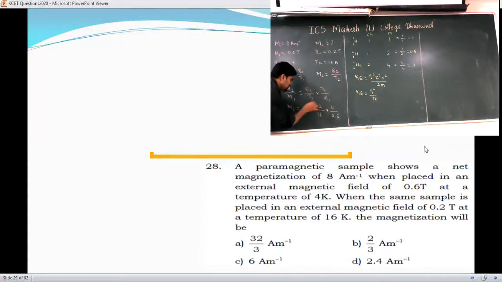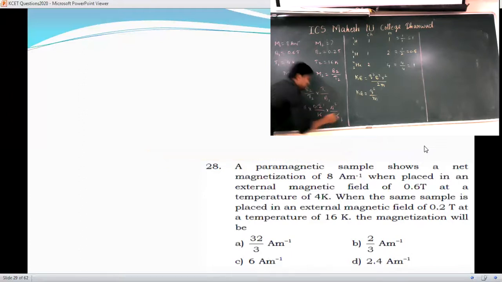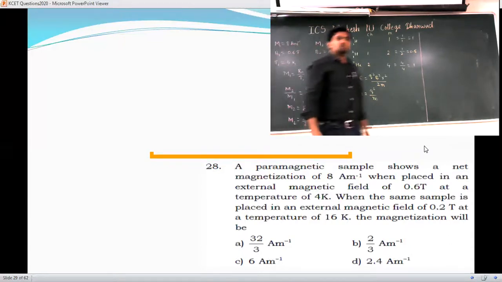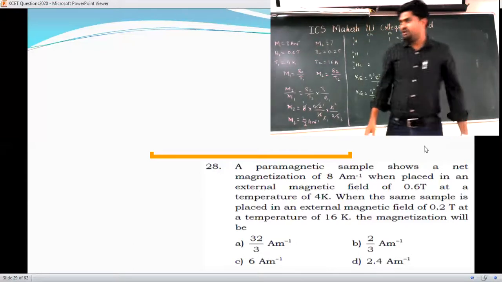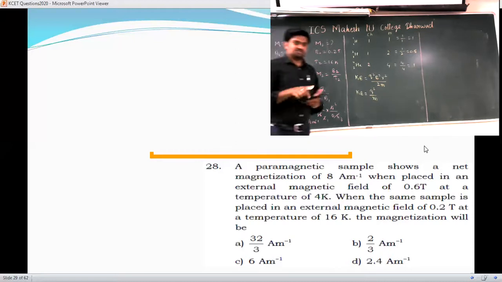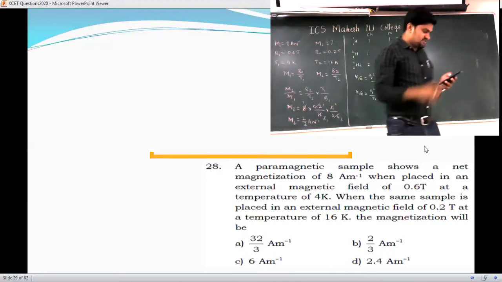Now, on simplifying the numbers, what do you get here? 2 by 3. So it is 2 by 3 ampere per meter. That should be your answer. M2 is equal to 2 by 3 ampere per meter. Option B is the suitable answer there. So we'll go to the next one.